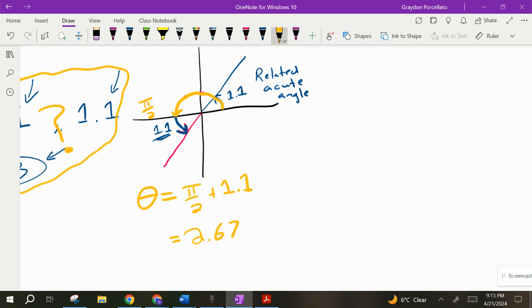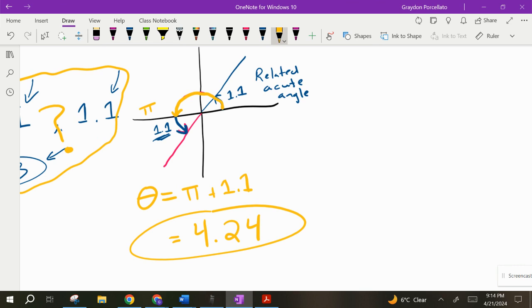Oh my goodness, I made an error. I apologize. Not pi over 2. Hopefully somebody realized that. This half circle is pi. A half circle is pi. So that's pi plus 1.1, which is 4.24. So that is our angle theta, and that's in radians, but I do not need to write radians. So you don't need to write radians for your answer.